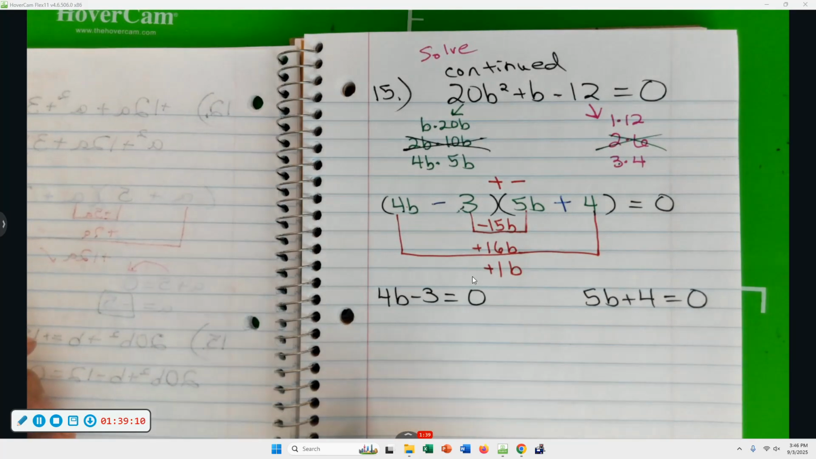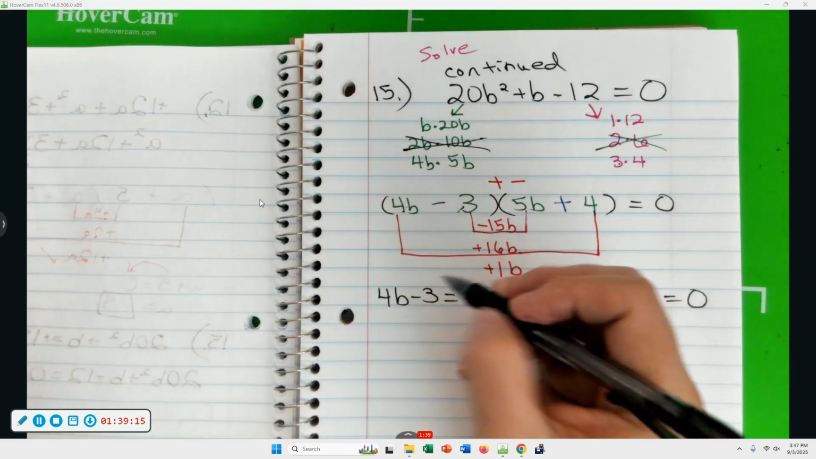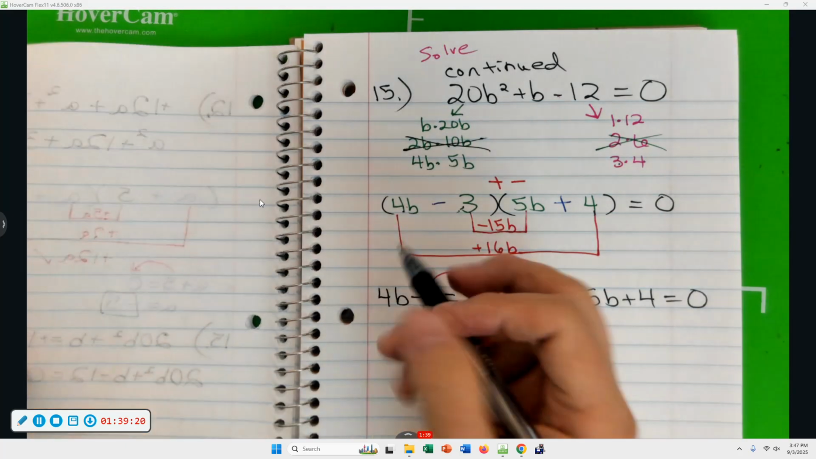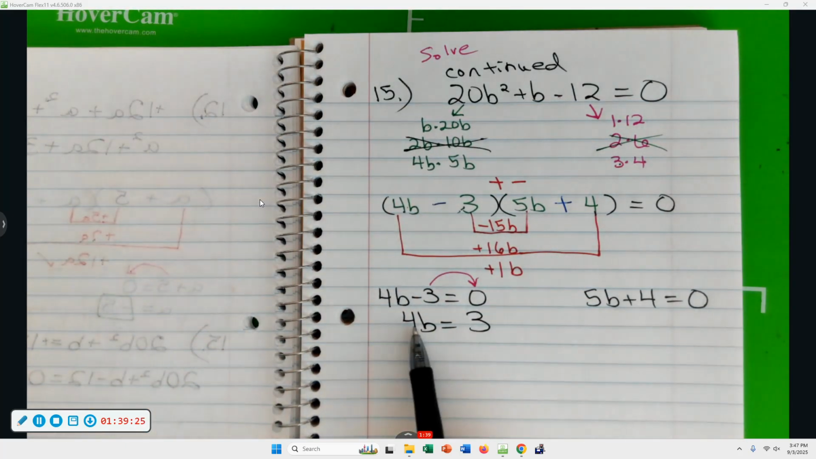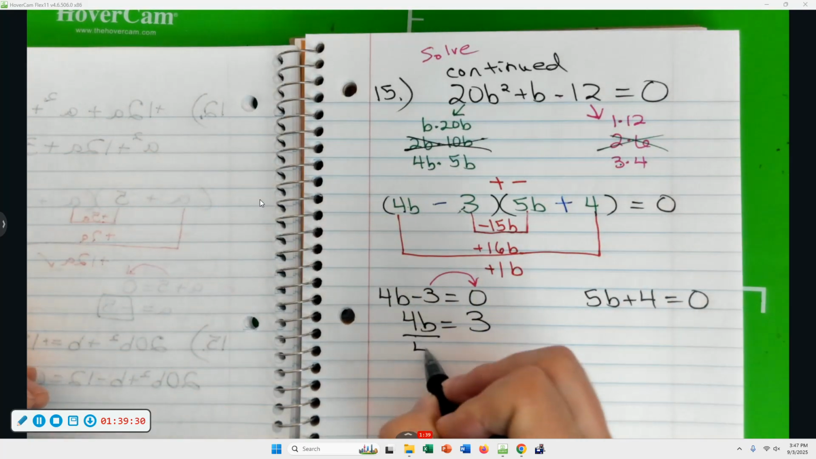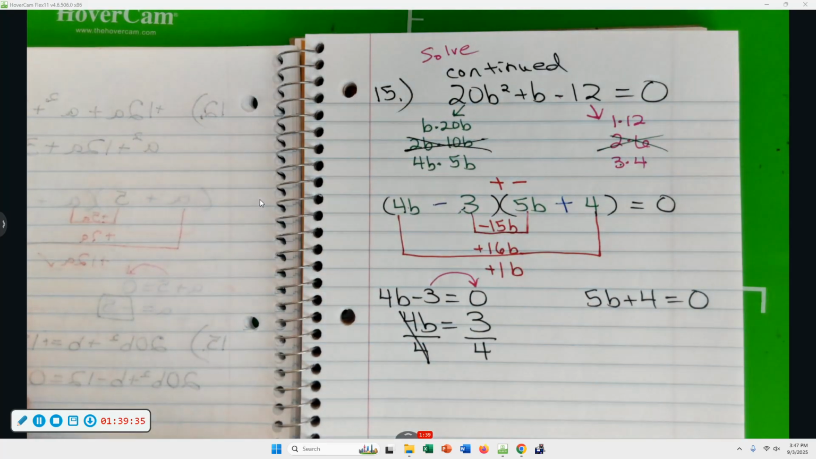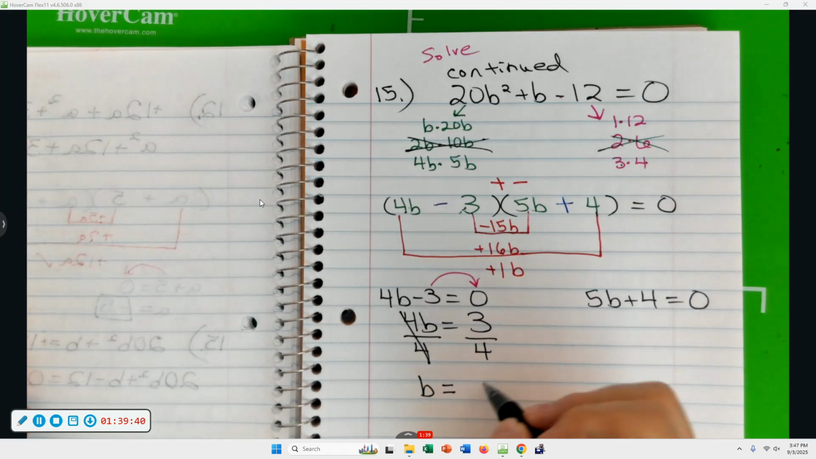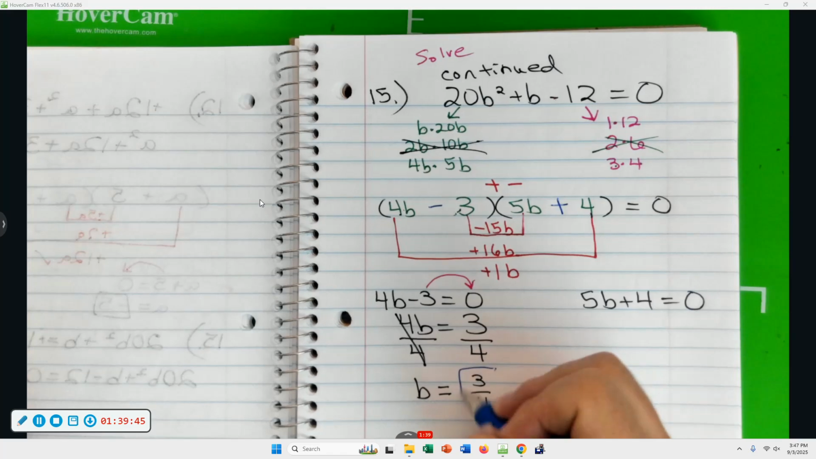Solving the first equation, what do I need to do? Move the 3 over so that minus 3 becomes a positive 3. So we have 4b equals positive 3. Then that's 4 times b. Divide by 4. 4 divided by 4 cancels out to just give us 1b equals 3/4. There's my first solution that I found.